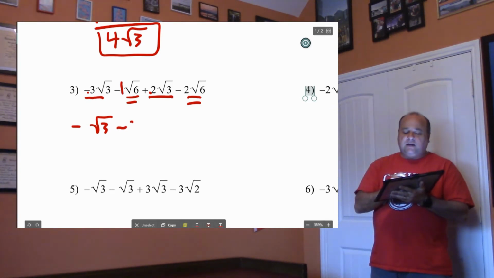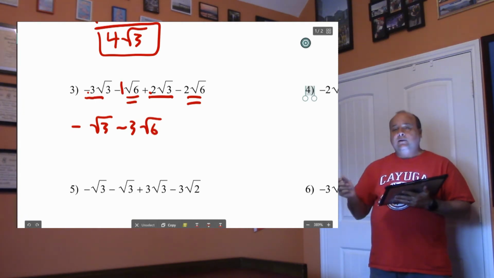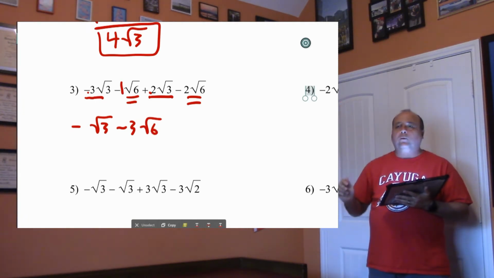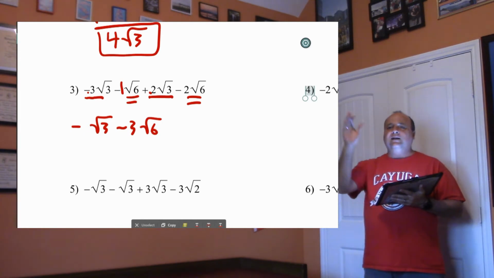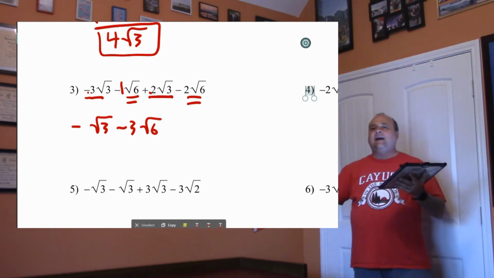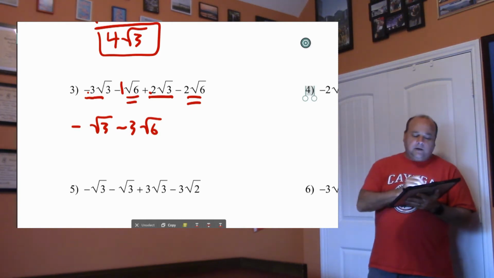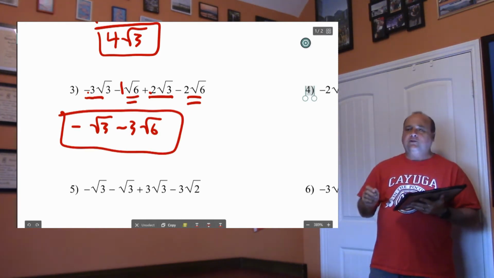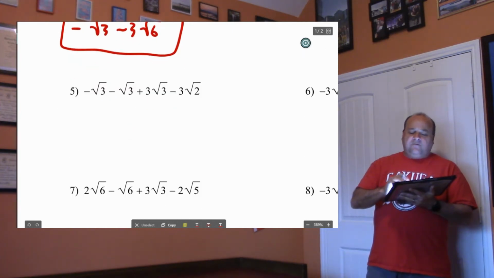Negative 1 minus 2 is a negative 3, and the 6 stays 6. So you don't change the square root numbers, do you? All you're doing is adding and subtracting the numbers in front of the square roots, just like adding up x's and y's. Okay? So this right here would be my answer. Let's go to number 5.